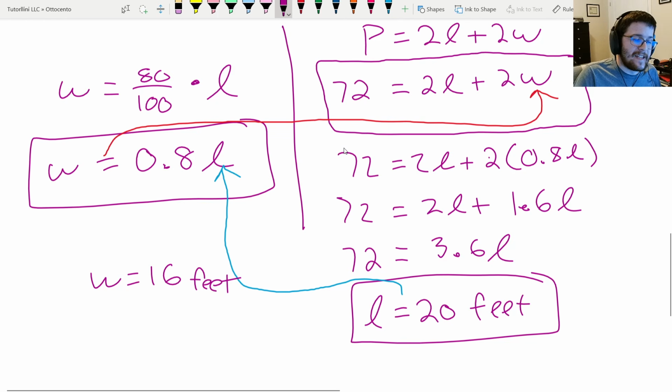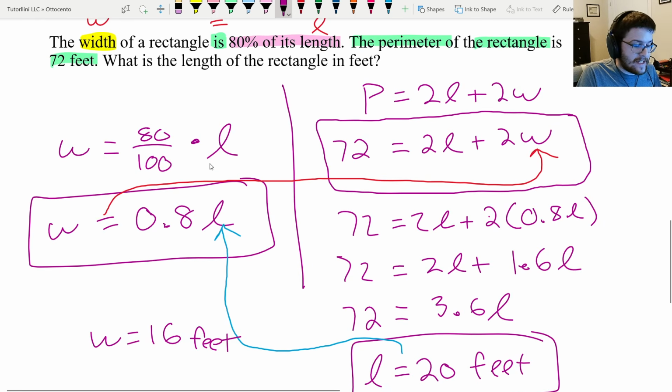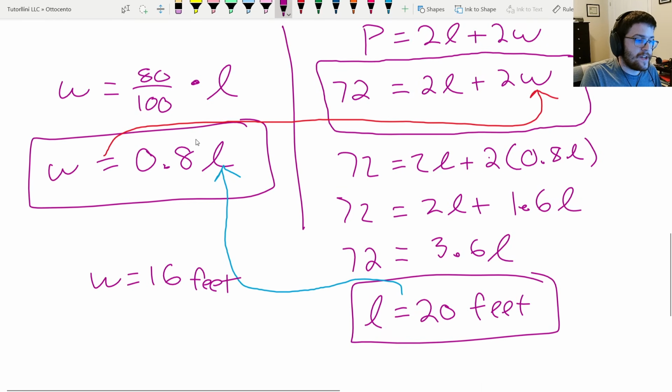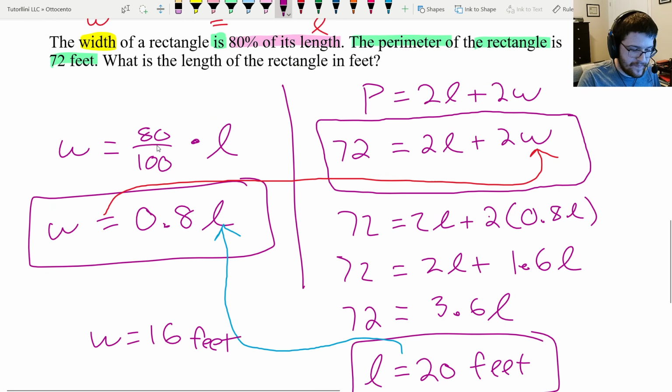So don't get too reliant on Desmos. Make sure you know how to write this out as an equation, because you might have to do that as part of a longer problem, as we just did here. Let's move on to the next skill.